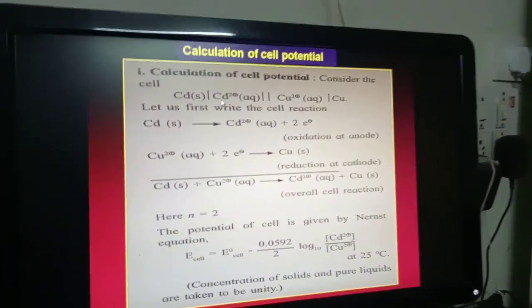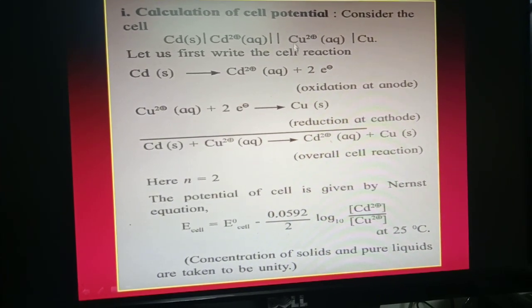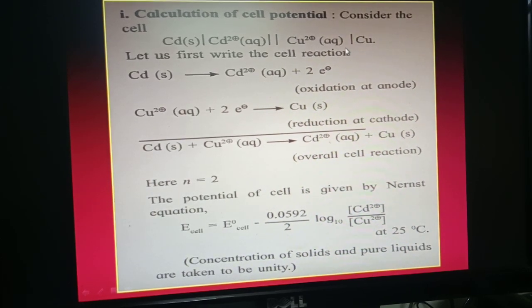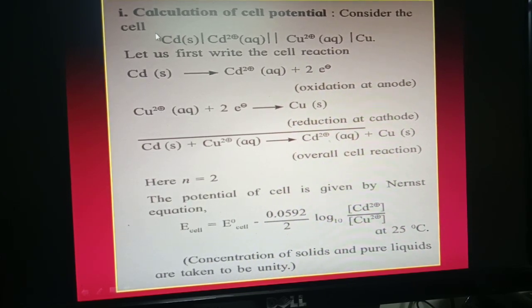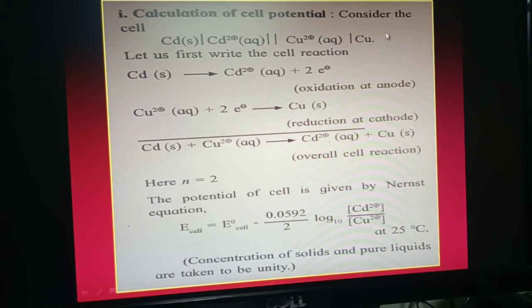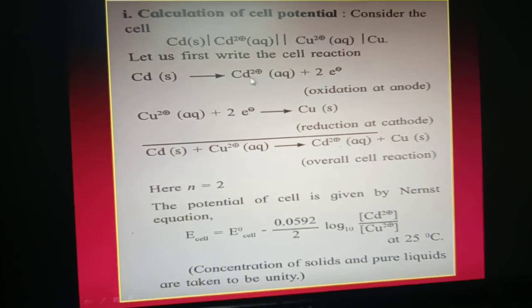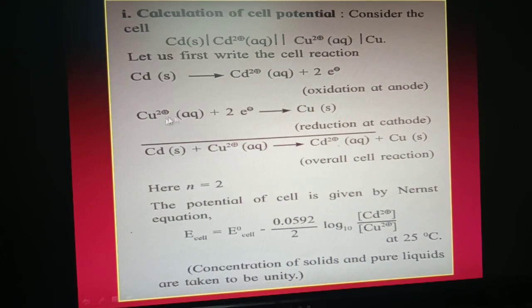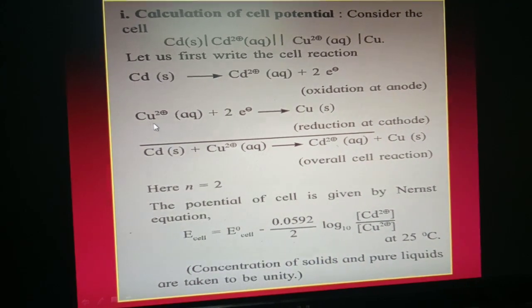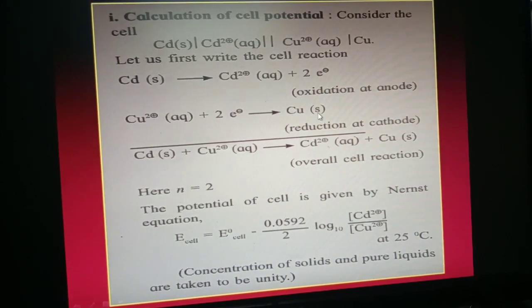Follow the reaction. Cadmium solid is in direct contact with Cd2+ aqueous, which is in indirect contact with Cu2+ aqueous, which is in direct contact with copper. As cadmium is connected towards the left side, it will oxidize, and copper is connected towards the right side, so it will reduce. So, cadmium loses 2 electrons to form Cd2+. This is the half-cell oxidation reaction taking place at the anode. And at the cathode, the half-cell reduction reaction is Cu2+ gaining 2 electrons to give copper solid.